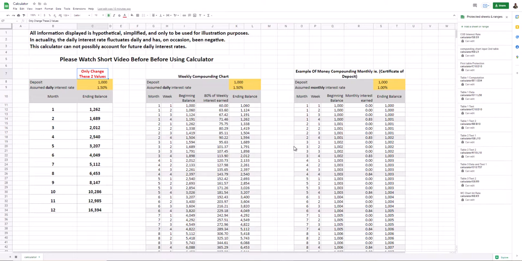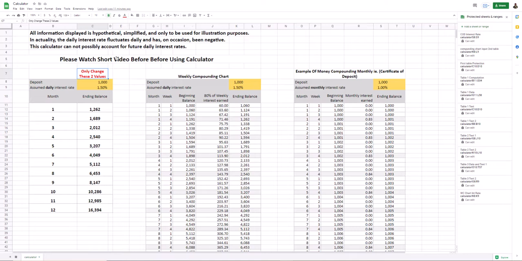Hello, hello, hello. Okay, this is going to be a very short video on how to use this compounding calculator. First things first, all information displayed is hypothetical, simplified, and only to be used for illustration purposes. In actuality, the daily interest rate fluctuates daily and has on occasion been negative. This calculator cannot possibly account for future daily interest rates.